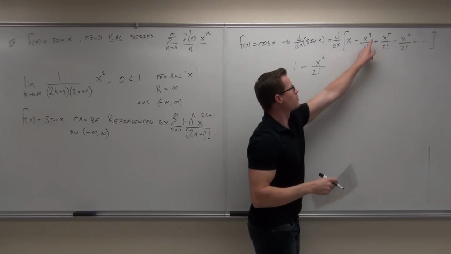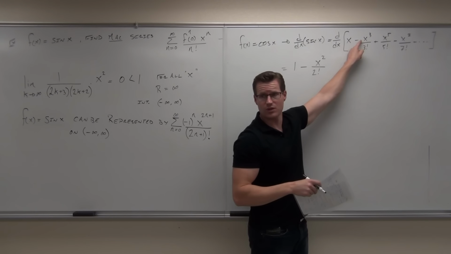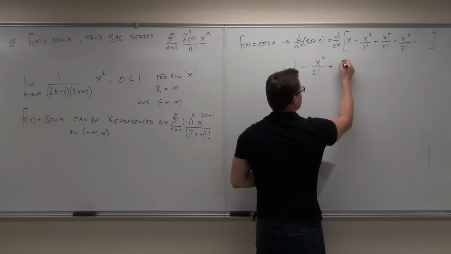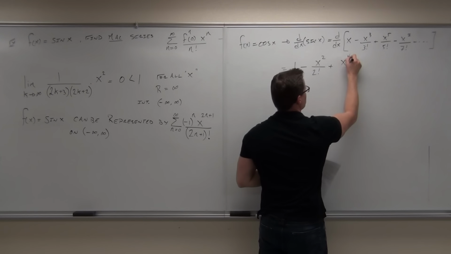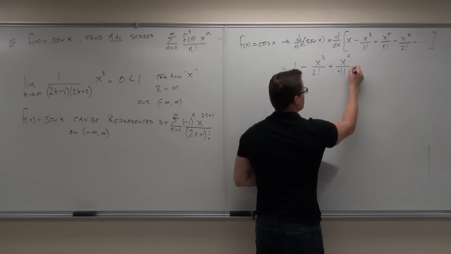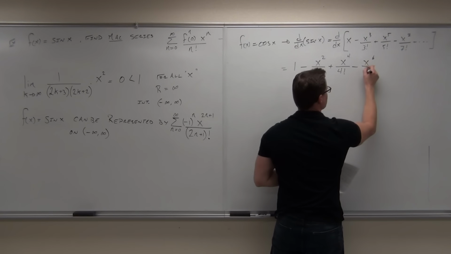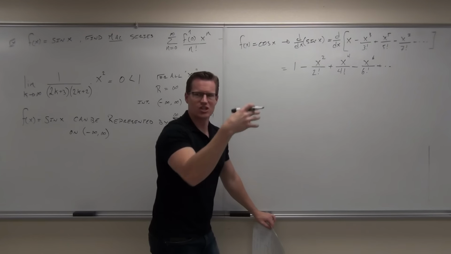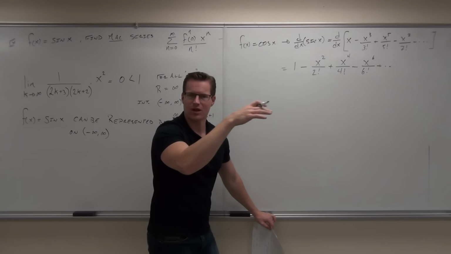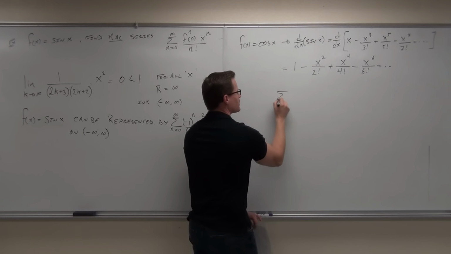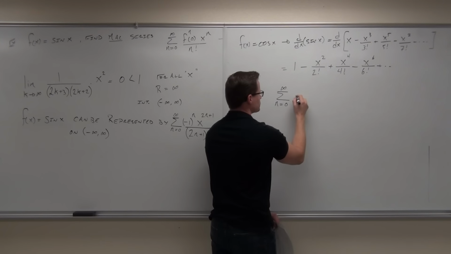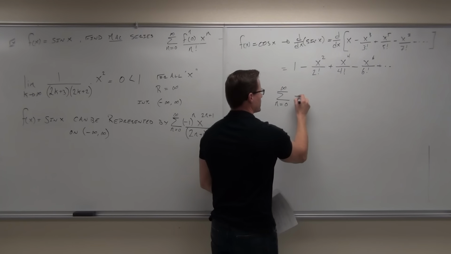Look what happened. Bring down the 3. The 3 is going to cross out with this 3 and give me 2 factorial. Plus x to the fourth over 4 factorial. Minus x to the sixth over 6 factorial. Plus. Do you see what happens? Yeah. It just lowers everything by 1 power and 1 factorial. Specifically, we get a Maclaurin series of, it's still alternating.